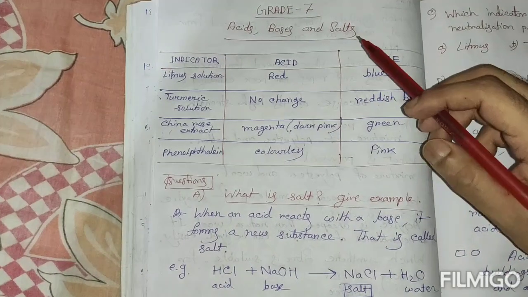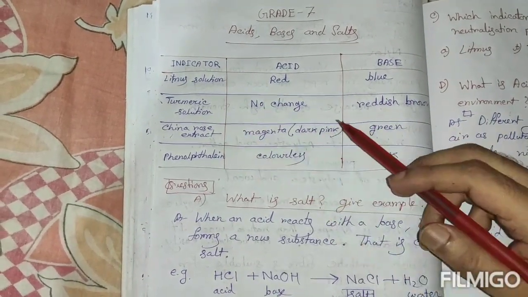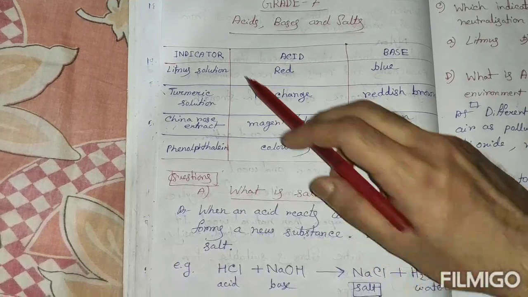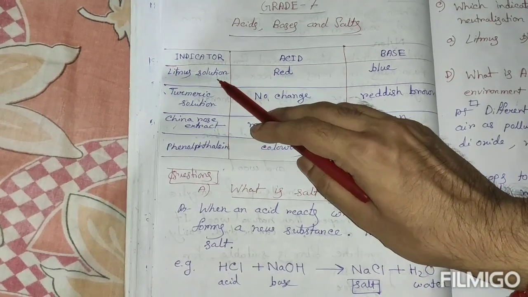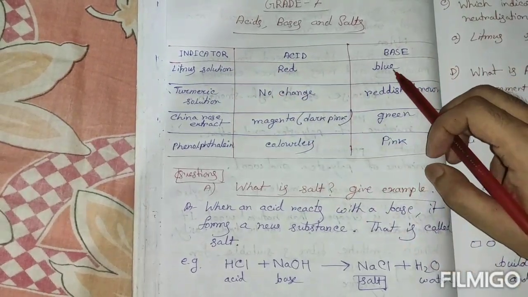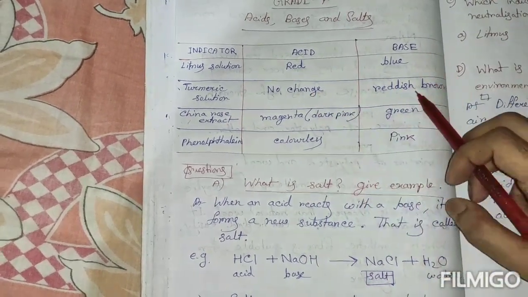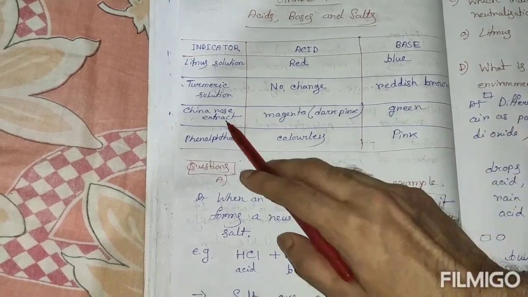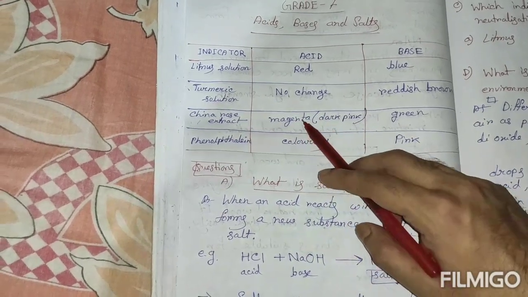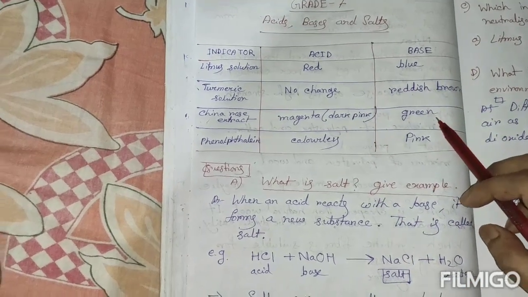So today's topic is acid, base and salts, and I have made a table with different indicators and how they change their color in acid solution and base solution. Today I will discuss this part all together. First indicator, you can see litmus solution. Whenever litmus solution is added into acid, it changes into red color. When it is added into base, it turns blue. Turmeric solution, when added into acid, shows no change of color, but when added into base, it changes to reddish brown color. China rose extract, whenever this extract is added into acid solution, it changes to magenta. Magenta means dark pink color, and when it is added into base solution, it turns green.